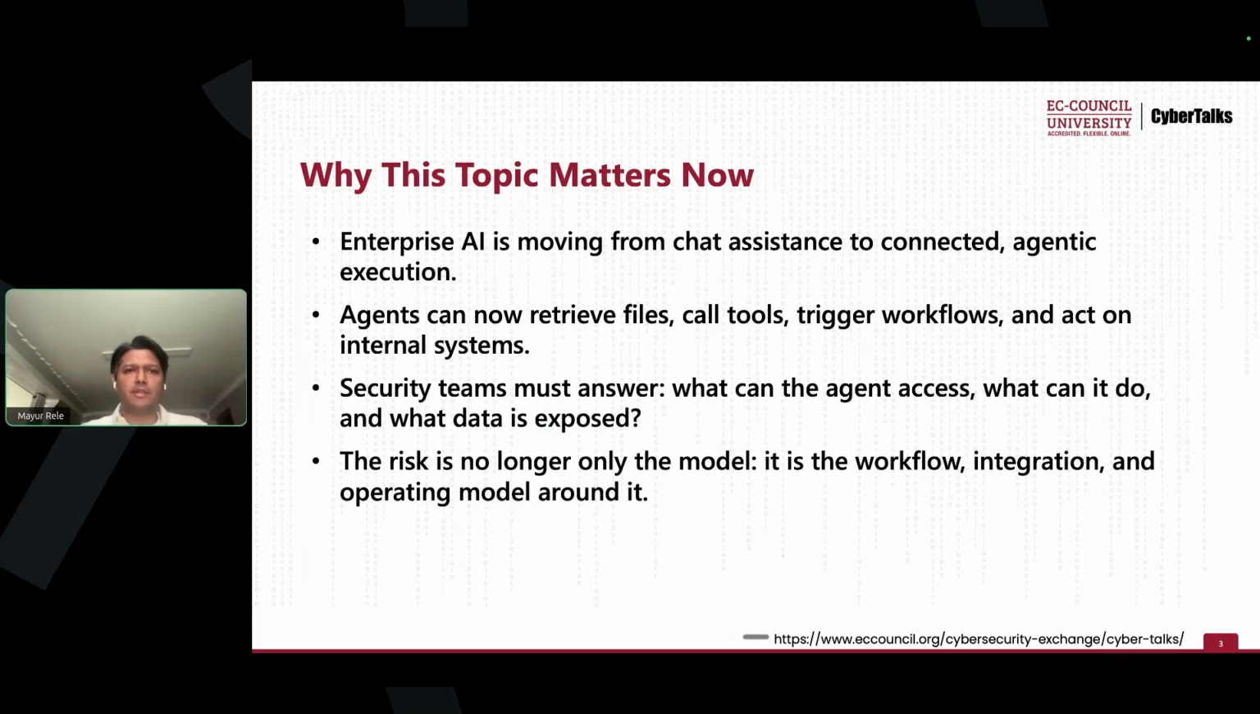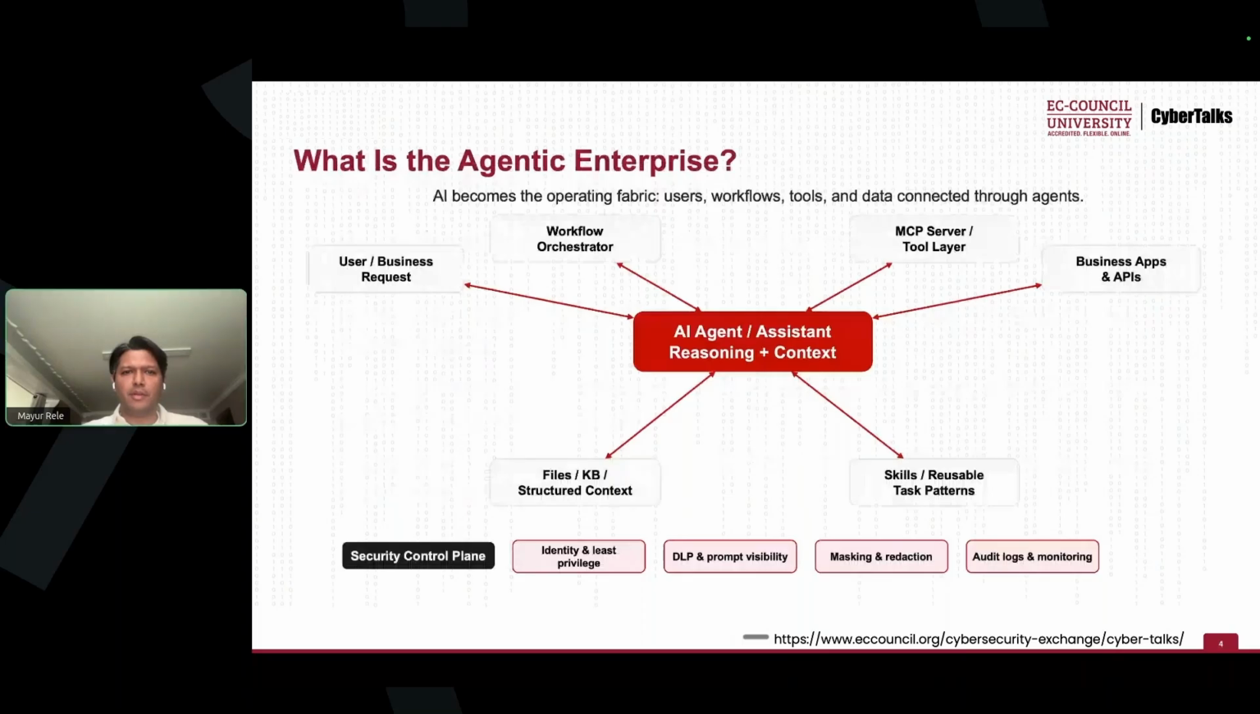So what is an agentic enterprise? An AI agent could be Claude or ChatGPT, any kind of model, that's connected to the user, who is giving a business request, like asking questions to AI. Workflow orchestration is like middleware, which could be n8n or Zapier. There are so many other tools. You create a workflow that tells n8n what to do based on the input, and it will take 3 to 5 or however many steps you have defined in the workflow.